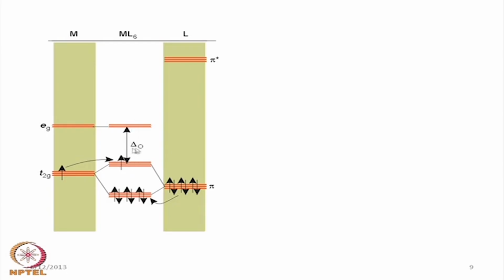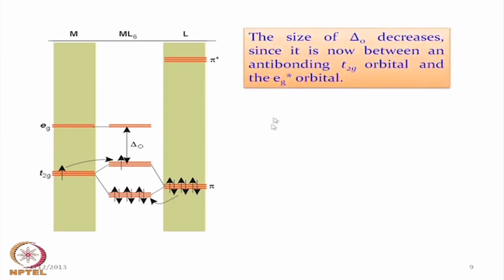So, if we have this delta octahedral gap, that means this particular gap after this electron, this gap is being reduced due to the interaction which is of pi type. So, the size of delta O decreases since it is now between an antibonding T2G orbital, that means T2G star. This is T2G after ligand field formation, and this is T2G star and the EG star orbital.